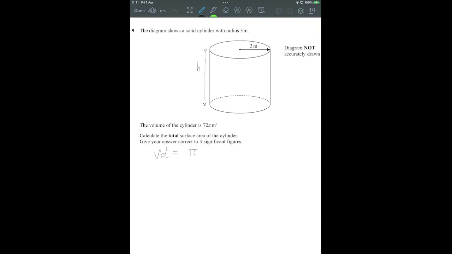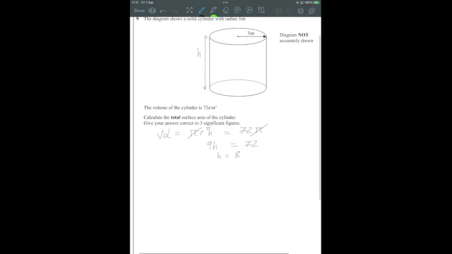Okay, so let's use the volume first. So the volume, you can look back at the front, is pi r squared h, and that equals 72 pi. Pi is on both sides, let's cancel the pi's out, let's put in r. R was 3, so r squared is 9, so 9h equals 72, so h equals 8. I now know everything I need to about this cylinder, and I can find the surface area.